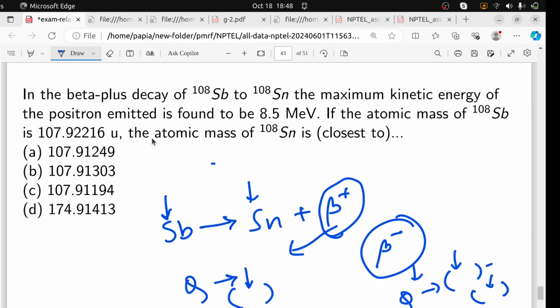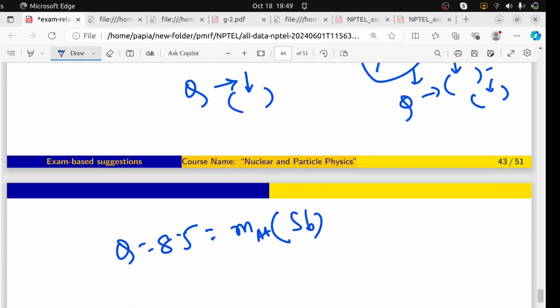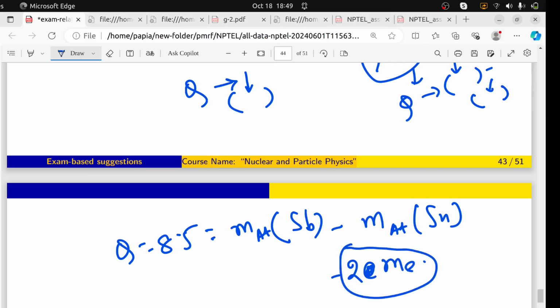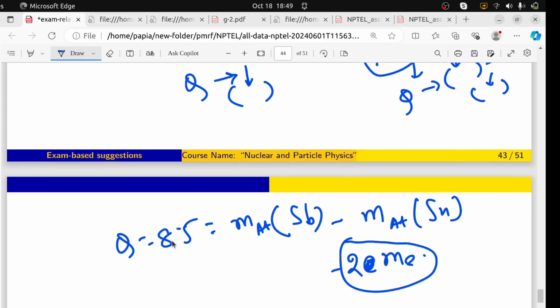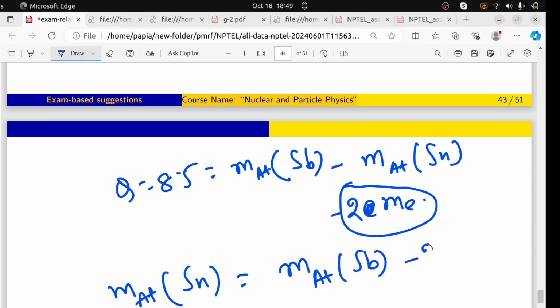So what will we do? We will simply do this. This is the Q value, the maximum kinetic energy for the positron. That is giving the Q value. So Q value is 8.5, which equals the atomic mass of Sb minus the atomic mass of Sn minus 2Me. That is the most important thing. This part is most important for beta plus decay. So it will be like M_AT of Sn equals M_AT of Sb minus 2 times Me minus 8.5.